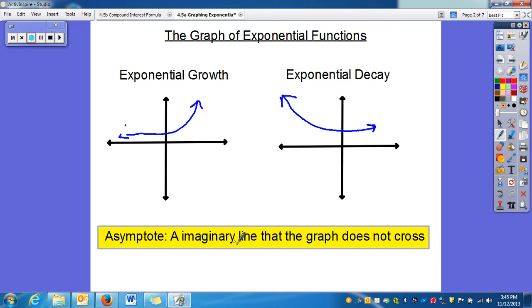Now all exponential functions have an asymptote. An asymptote is just an imaginary line that the graph does not cross. So if you notice on exponential growth, there's kind of this bottom line here, and then the same with exponential decay. Let's make it in red, that it's never going to cross. So we can say that is an asymptote here, and then we also have one here. It's the bottom of the graph. They'll keep getting smaller and smaller and smaller on both ends, and they'll never cross. Again, growth goes up, decay goes down.